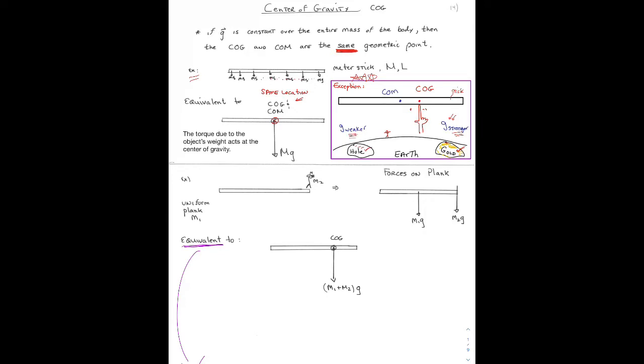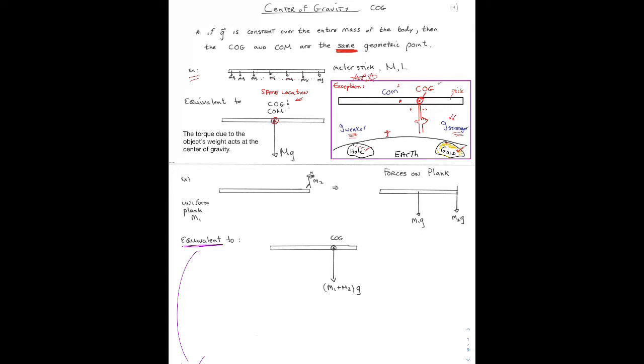So in the picture of the stick up here, the center of mass is still in the same place, right? Because the atoms of the stick haven't changed. But for the center of gravity, since little g is larger on the right side of the stick, the center of gravity would now be at this point, meaning if you tried to balance the stick on your finger, it would be over at that point, the center of gravity. So that's an exception where they don't reside at the same point.